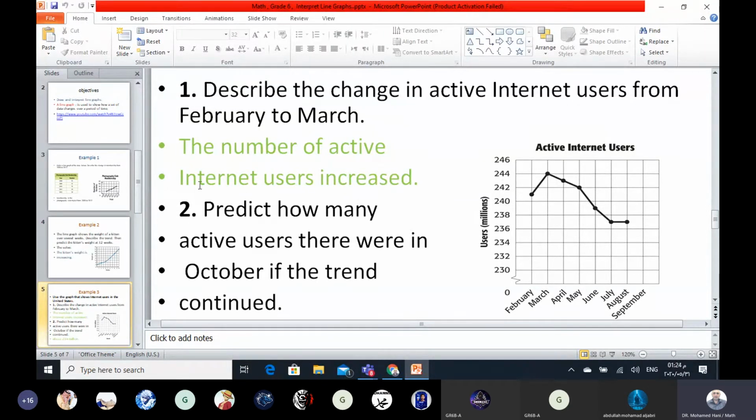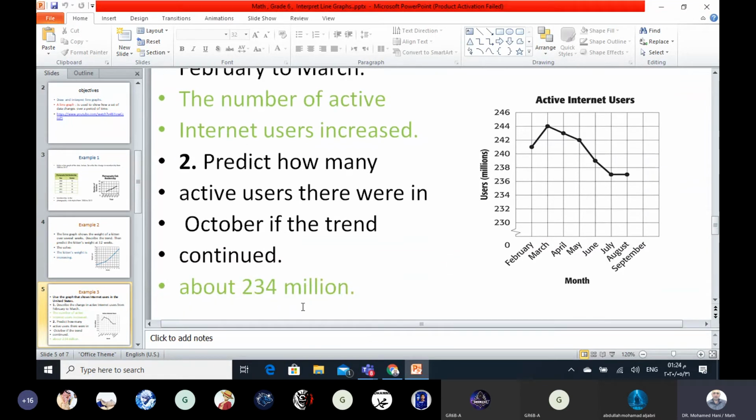The second question here: predict how many active users there were in October if the trend continued. Here we have September, October. So if the line continued here, the result will be here. Here represents 234. So I can write here about 234 million.